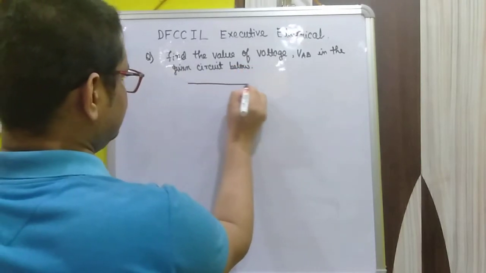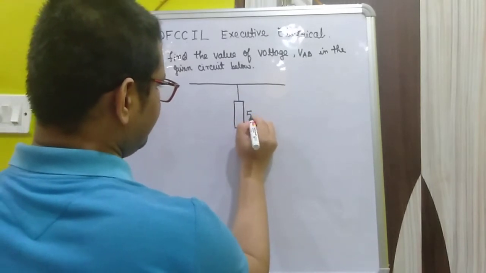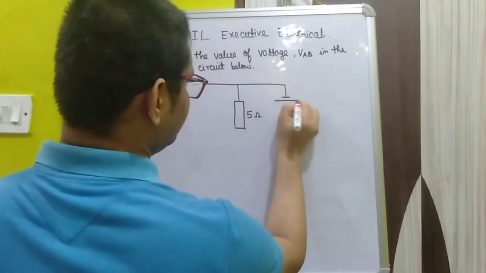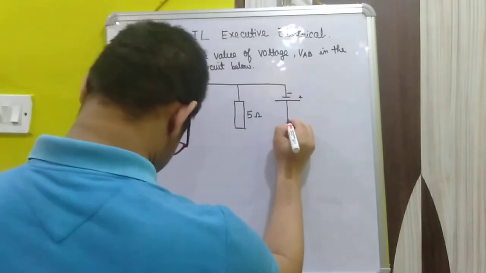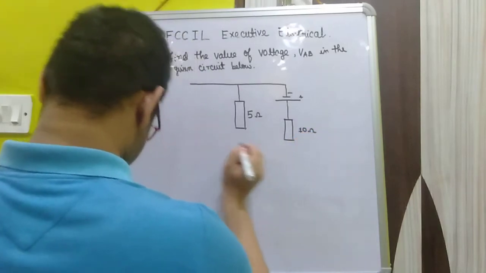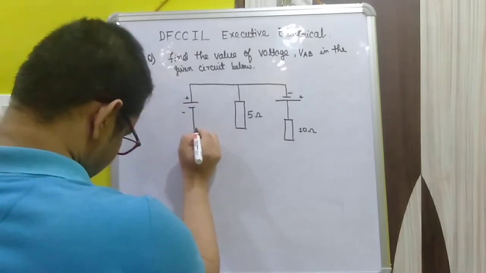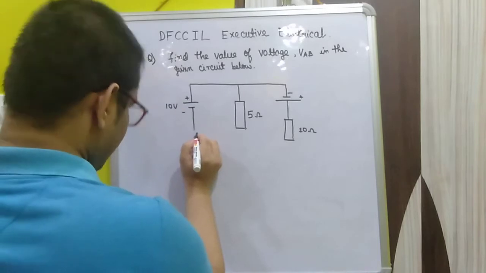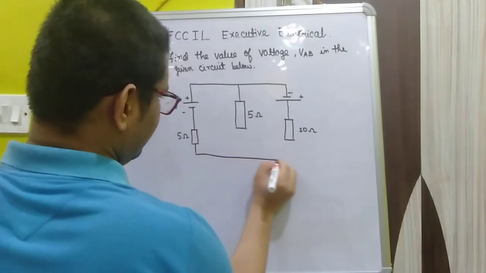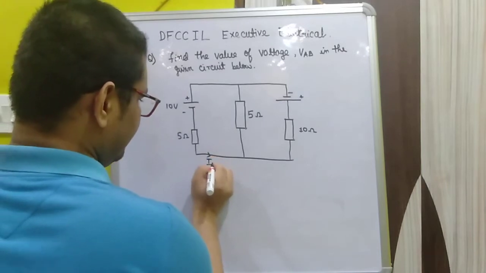This is the circuit over here, and here is the resistance. The value of resistance given is 5 ohm, and here is the voltage source. This is a voltage source over here, this side positive, this side negative, and here is another resistance. The value of this resistance is 10 ohm, and here is the voltage source, positive, negative, and the value is 10 volts, and here is a resistance of 5 ohm. The current I1 will be flowing in this direction.